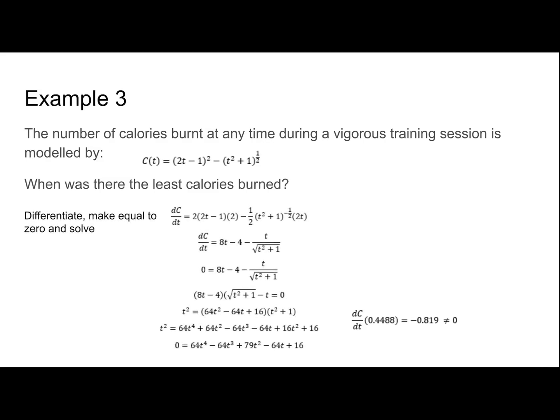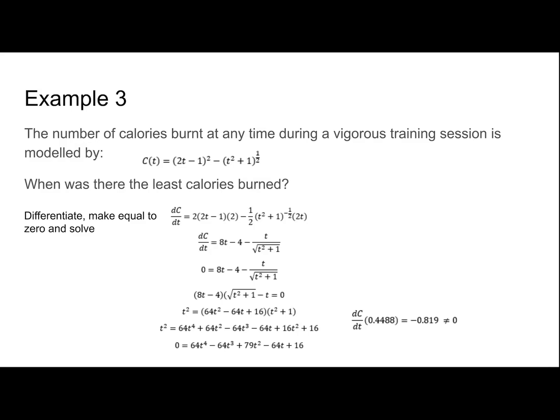So we differentiate first, so dc over dt. In this case, 2t minus 1 to the power of 2, we'll move the power to the front, it becomes 2 times 2t minus 1, take the power down by 1, so 2 becomes 1, multiply by the derivative of the inner function, the derivative of 2t minus 1 is just 2. For the second one, we'll move the 1/2 to the front, so it becomes 1/2 times t squared plus 1, to the power of 1/2 becomes to the power of negative 1/2, multiplied by the derivative of the inner function, which is just 2t.